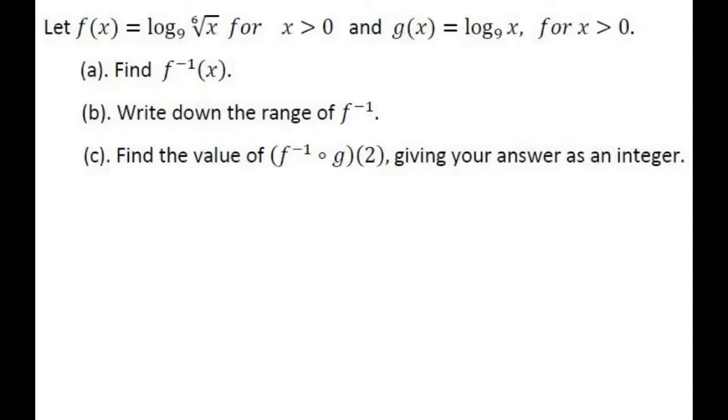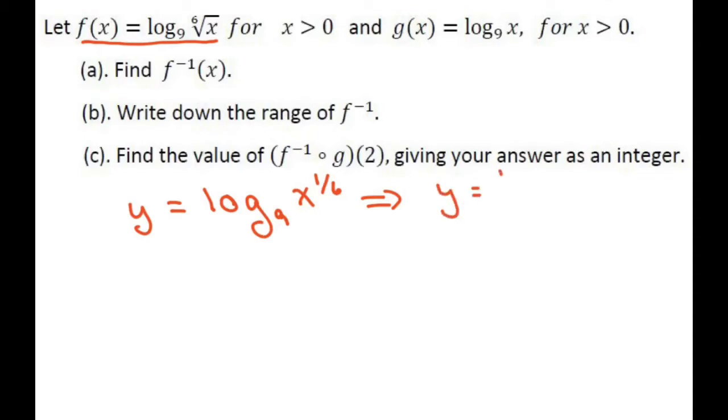So basically, we'll do it by steps. We're going to find the inverse of this. So I'm going to first write this as y, because I want to switch the x's and the y's when you do the inverse. I'm also going to write this as x to the 1/6. Now, I'm going to use my power property and write this as y equals 1/6 log base 9 of x. Now, to do the inverse, you switch the x's and the y's. So you get x equals 1/6 log base 9 of y.